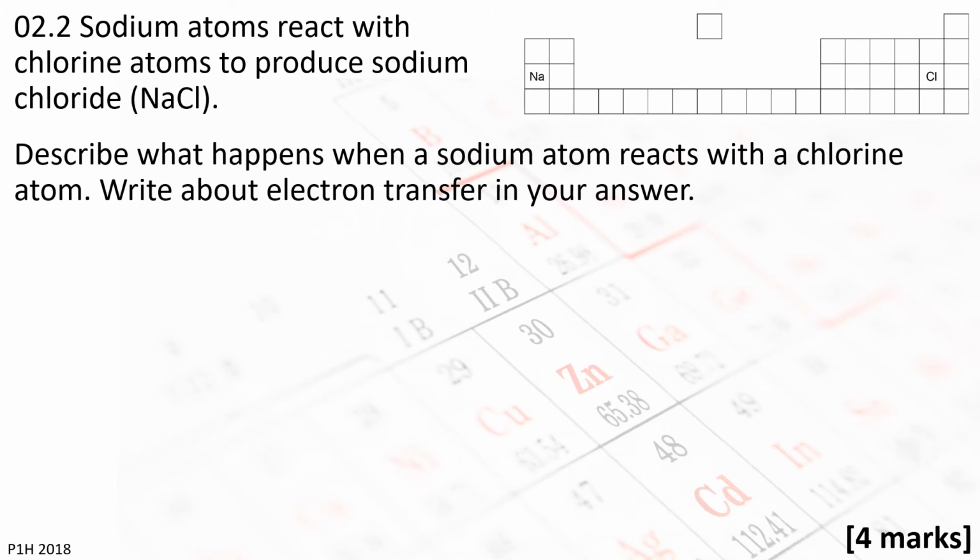Here's the next part of the question. Sodium atoms react with chlorine atoms to produce sodium chloride, NaCl. Describe what happens when a sodium atom reacts with a chlorine atom. Write about electron transfer in your answer.